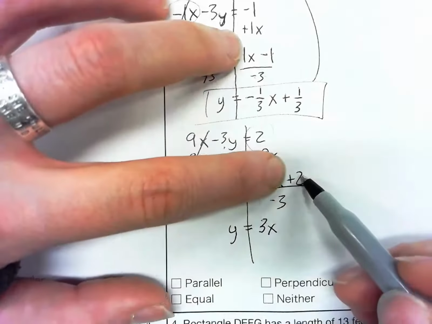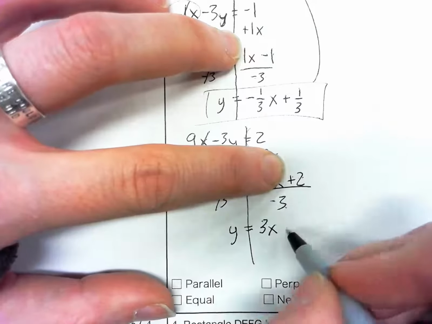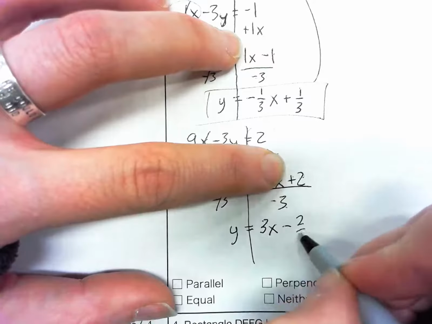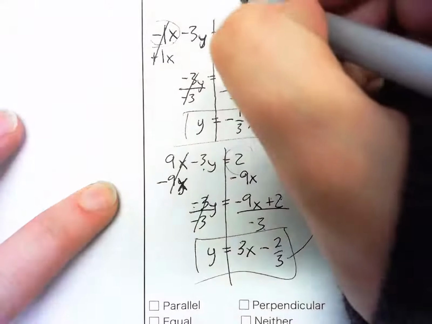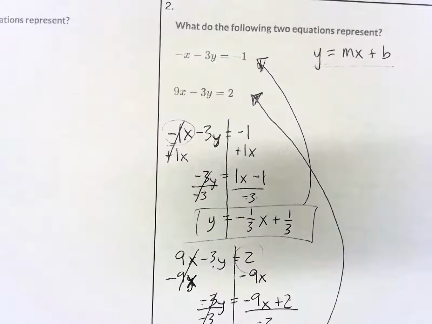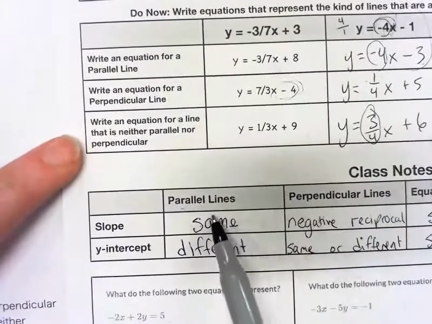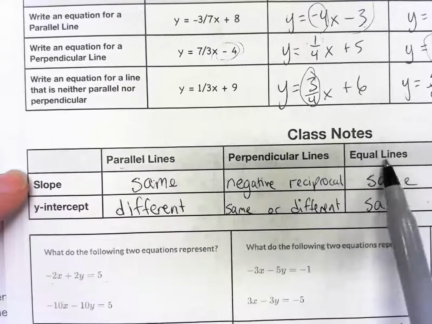And then we have 2 divided by negative 3. Well, a positive divided by a negative is going to be a negative. And then we can just keep our fraction, 2 over 3. So this is the y equals mx plus b format for this equation up here. And now if we look back to our notes from today, we said if they have the same slope, they can either be parallel or equal.